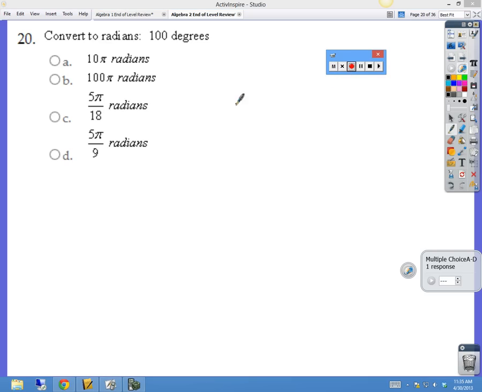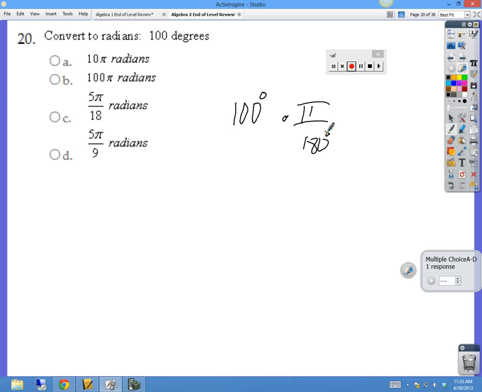So I guess it's the same way. 100 degrees. You got to multiply it by pi over 180. So your degrees cancel. I'm going to cancel my zeros. So really you got a 10 on top and an 18 on bottom. Divide them both by 2. So that's a 5 on top and a 9 on bottom. So D, 5 pi over 9.